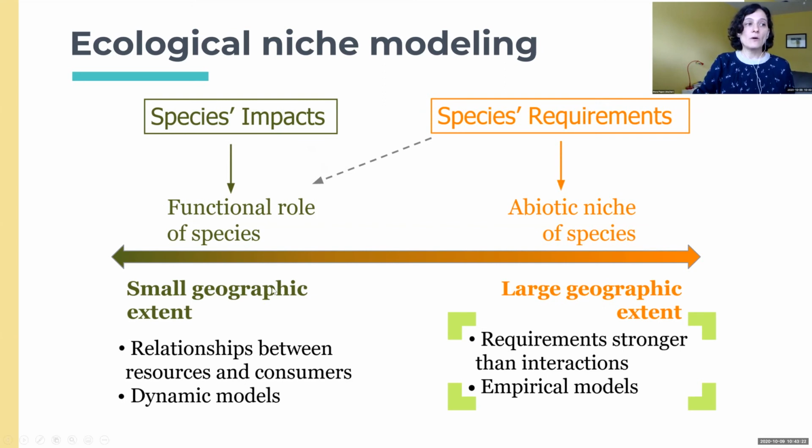So if our question and our study is at small geographic extent, then we have to really pay attention to the role that the species plays in that small geographic region, and the interactions that the species has with the environment. And that is because the presence of the species has an impact in terms of resources available, in terms of competition, so on and so forth. So this is maybe at community level that we are thinking about species presence at these small geographic extents.